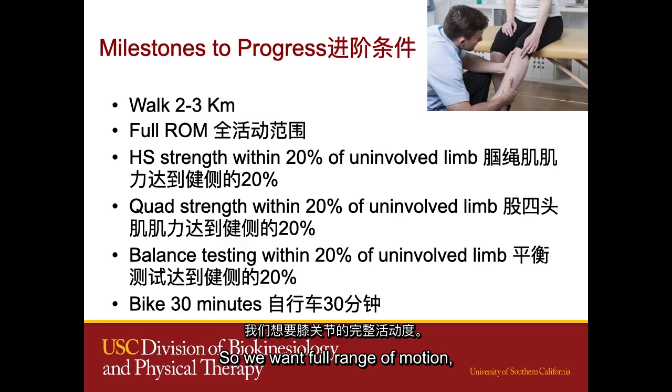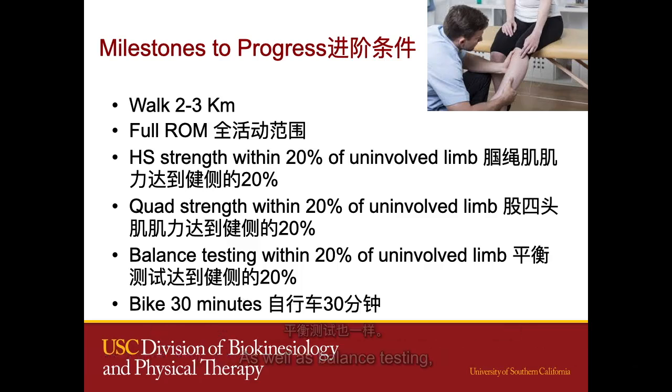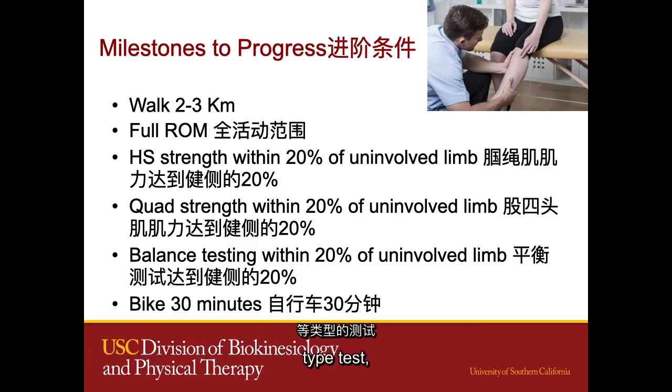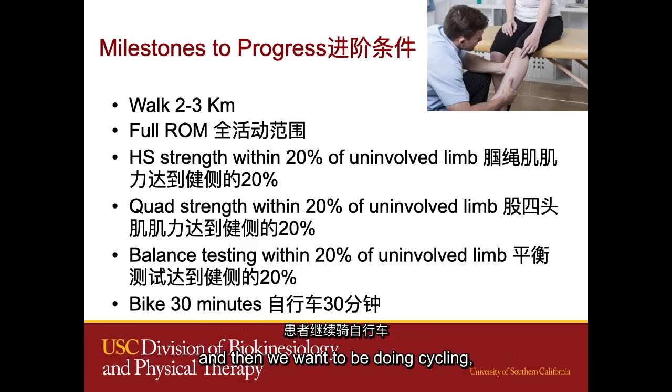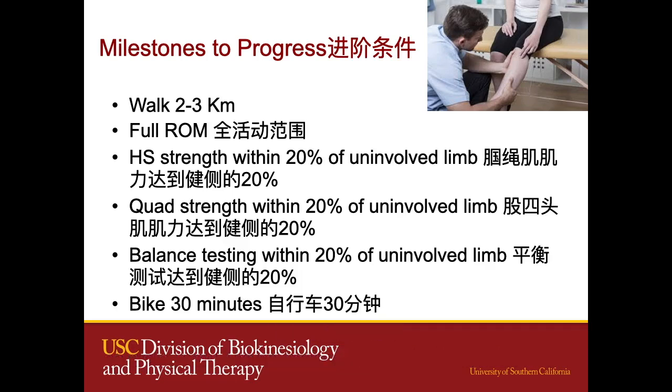So we want full range of motion, hopefully by the end of this phase. And we also are looking at strength that is 80% or more compared to the other side. So hamstring and quad strength, as well as balance testing. So if you are doing things like a Burke balance test or a single leg stance type test, those should be 80% or better compared to their uninvolved side. And then we want to be doing cycling. So cycling should be happening for at least 30 minutes a day.